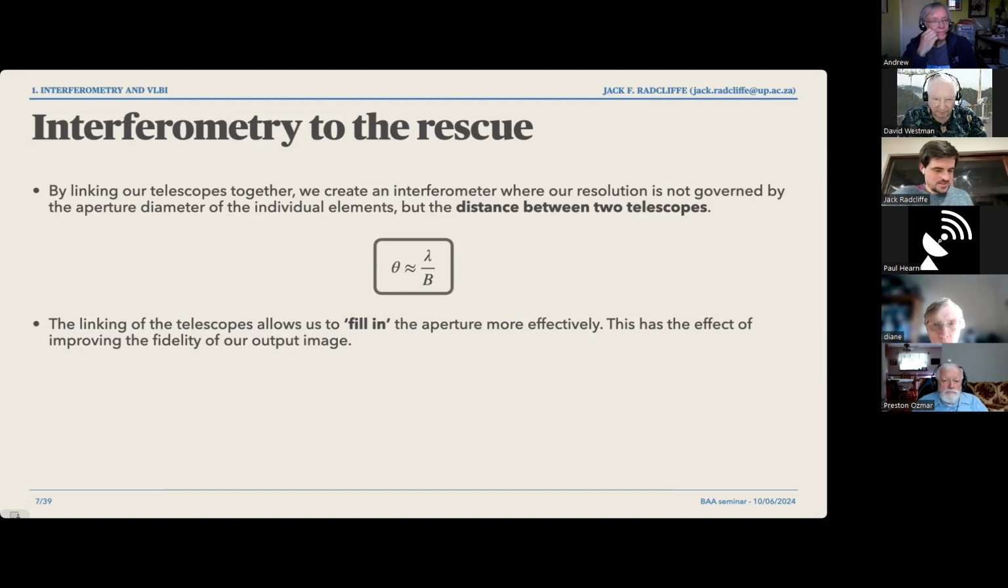So I'm going to try and start talking about interferometry. I'm going to try and not make it too technical, but VLBI is known for being the most technical of all the interferometers.